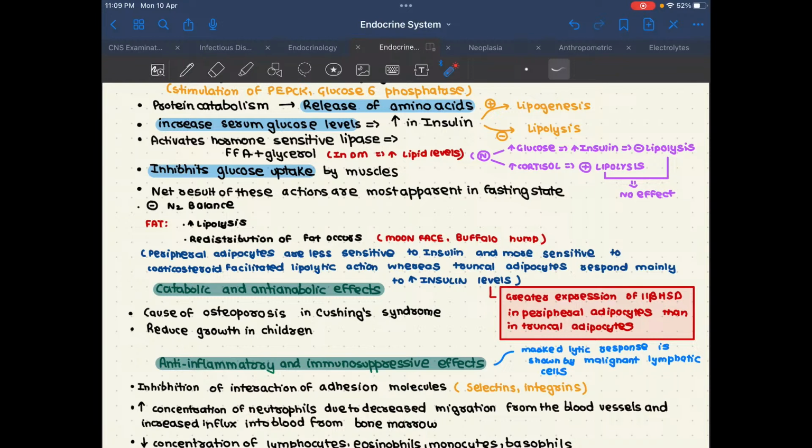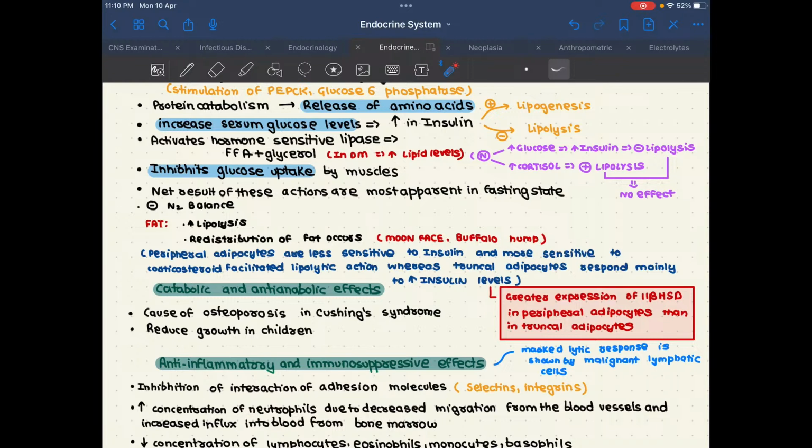Truncal adipocytes, right, they are more sensitive to insulin, truncal वाले. And peripheral adipocytes, they're less sensitive to insulin. What do I mean by that? So whenever cortisol आएगा, peripheral adipocytes are the ones which are less sensitive to insulin and more sensitive to cortisol. तो cortisol क्या कराएगा? Lipolysis कराएगा, सारा का सारा fat redistribute होने लग गया. कहाँ जाके redistribute करेगा? To the truncal adipocytes. क्यों? Because the truncal adipocytes are the ones which are insulin sensitive.